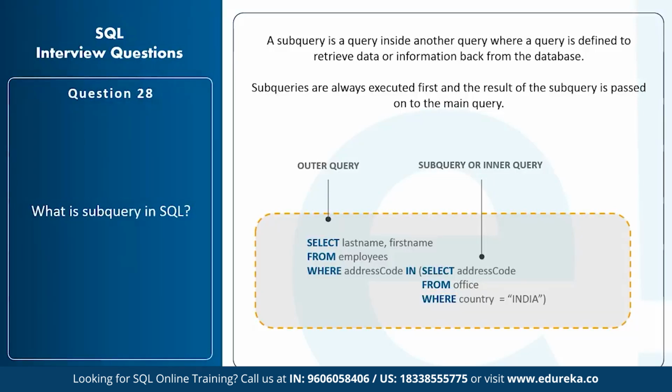So basically this query is assigned to retrieve data from the database, and this query will be executed first. If there are any errors in this query, then the complete query would not be executed. Only when the subquery is completely executed will the outer query be executed.